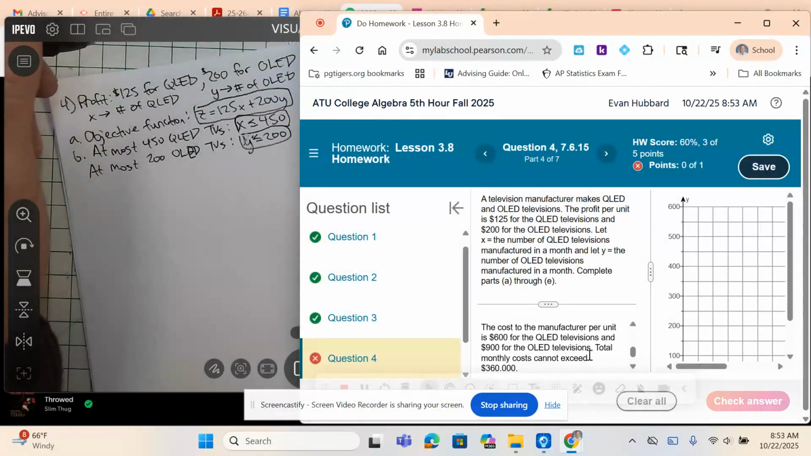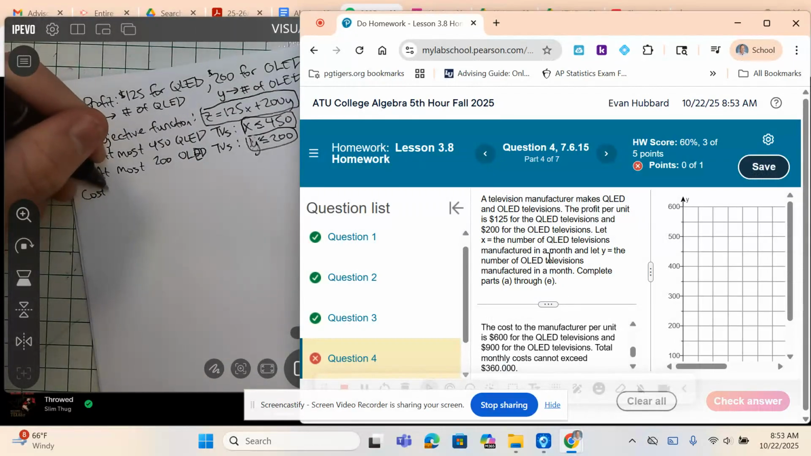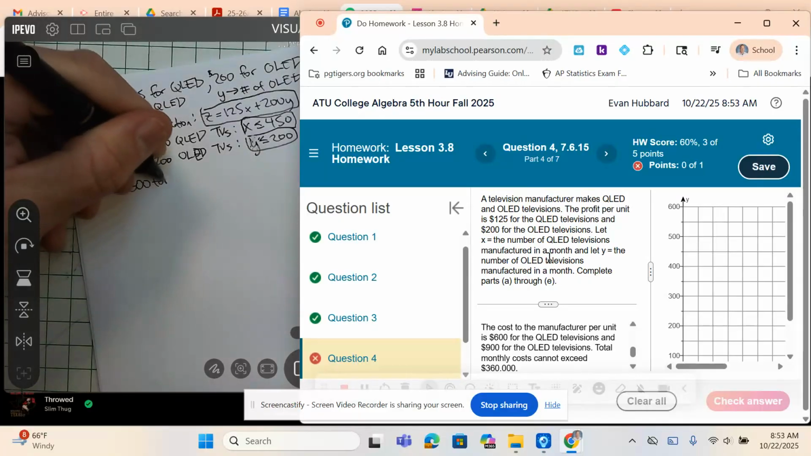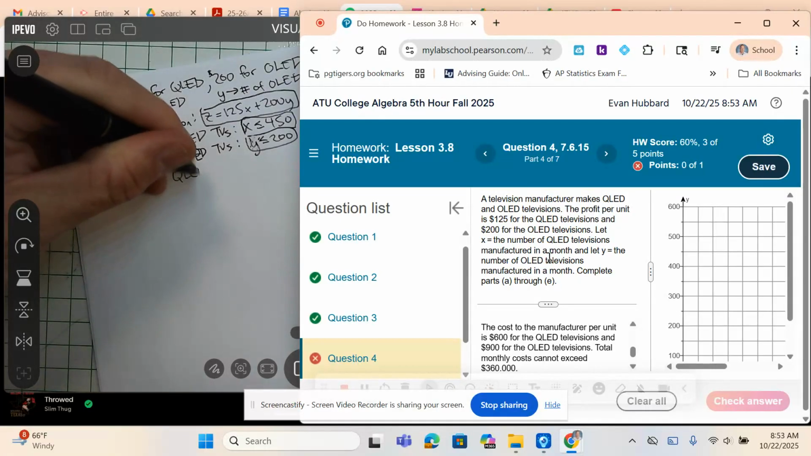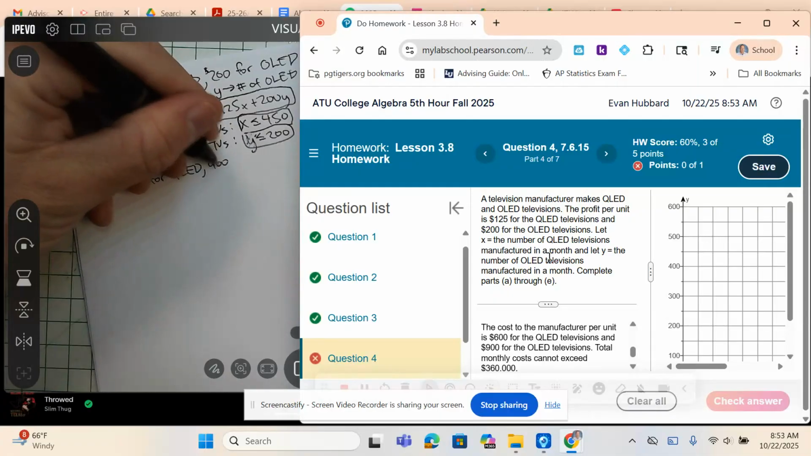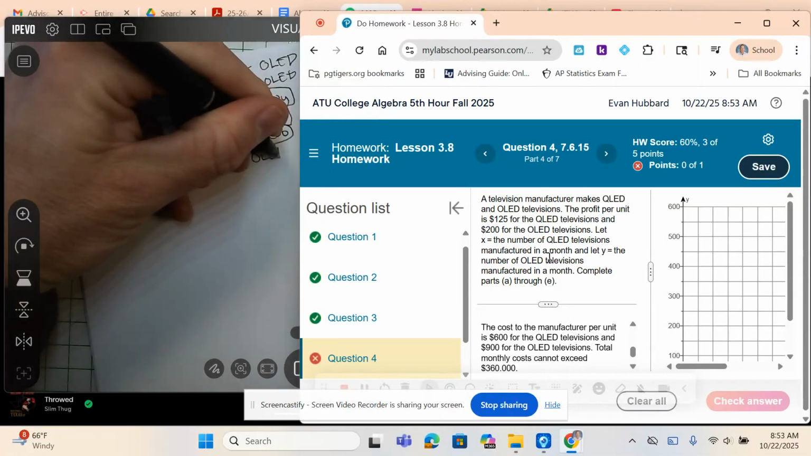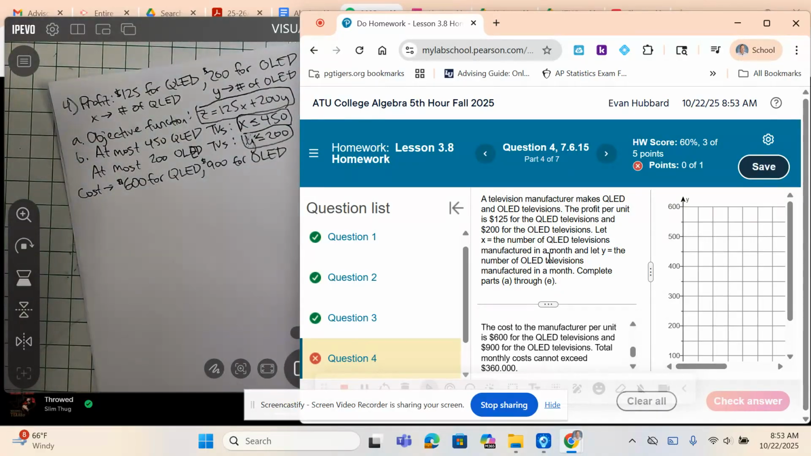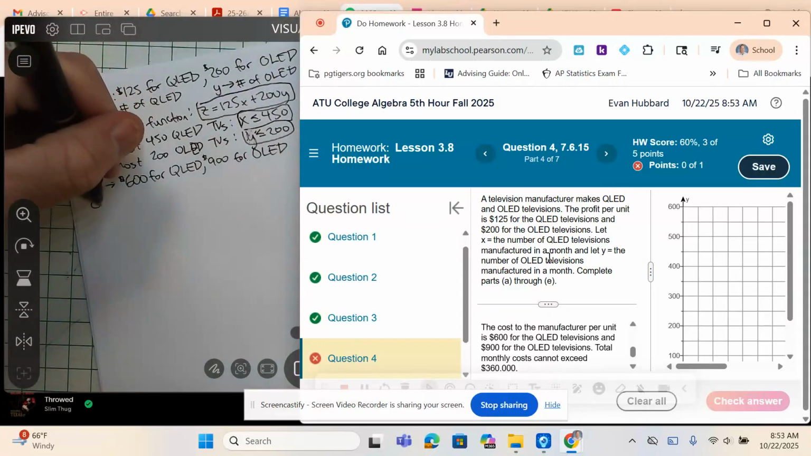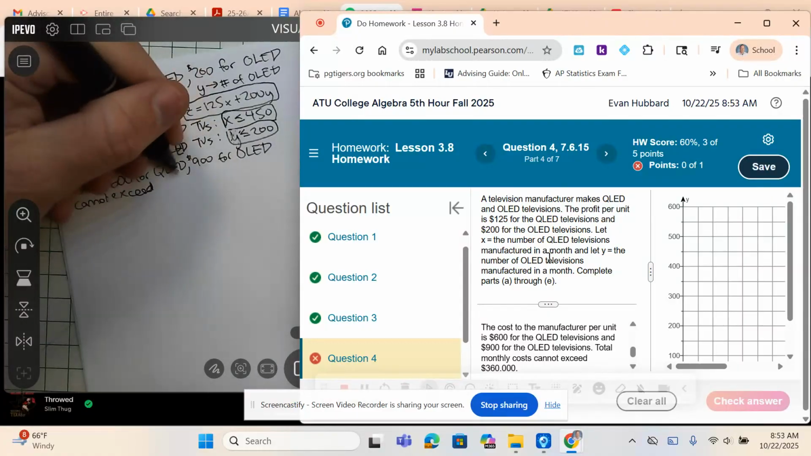All right, the cost of manufacture per unit is 600 for a QLED TV and 900 for OLED. And then you cannot exceed 360,000.